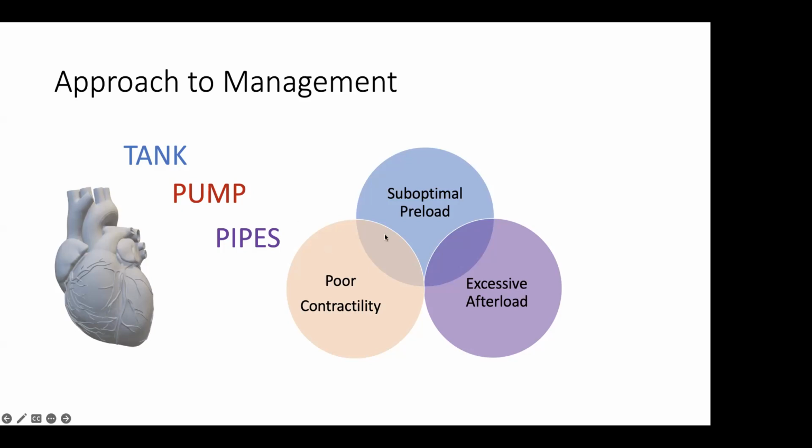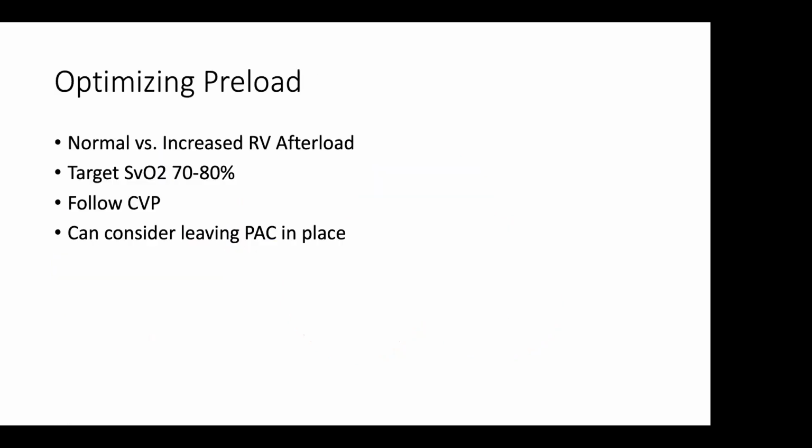Your right ventricle cannot really handle acute increase in afterload. So again, putting it into 3 different buckets, is the pump the problem? Do I have poor contractility? What about my tank? Do I have suboptimal preload? And what about the pipes? Do I have a problem with excessive afterload? So let's talk about optimizing preload.